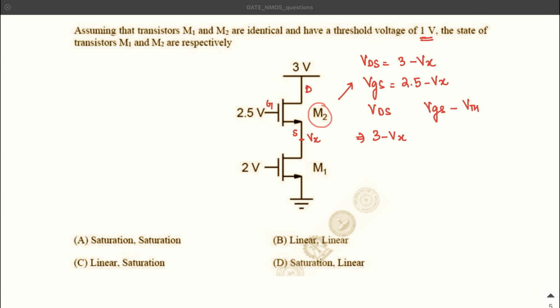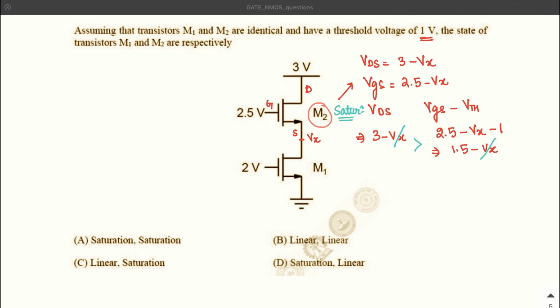3 minus Vx needs to be compared with 2.5 minus Vx minus 1. So this is actually 1.5 minus Vx. Now you can easily understand that this value will be greater because Vx can be cancelled and 3 is obviously greater than 1.5. So definitely the M2 transistor is in saturation.